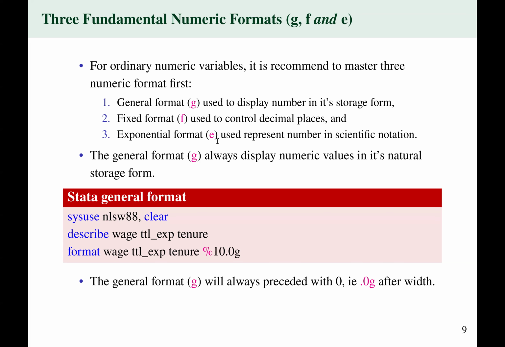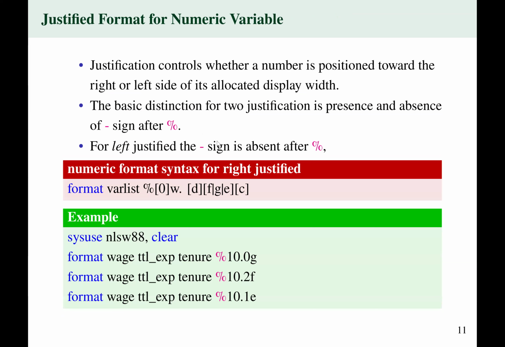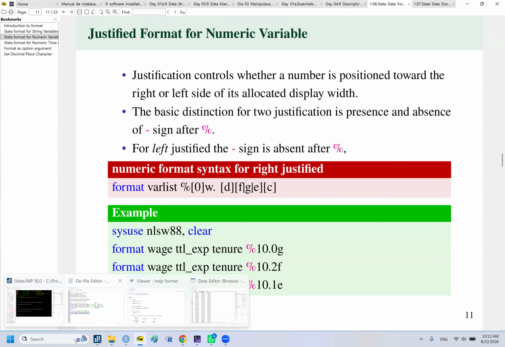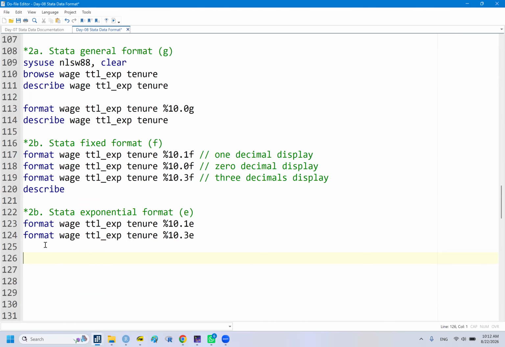And after here now, let us learn about the other components as well. Like now, let us learn about the justified format for numeric variable. How can we now justify this? Justify format for numeric variable. This will be 2C. Justify the format for numeric variable.